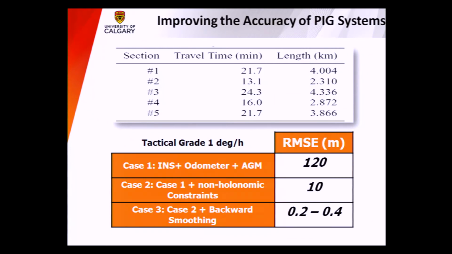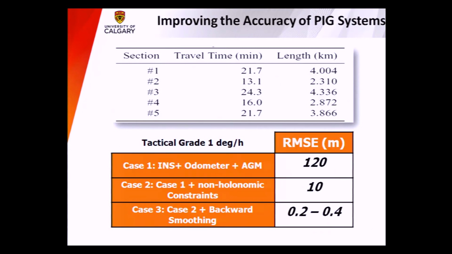For example, this shows 4 sections of a major pipeline. Each section was about, let's say, 4 kilometers to 2 kilometers to 4 kilometers. The second column here shows the travel distance and the travel time that it takes a tool. You can see that for the 4 kilometers, it takes a tool about 21 minutes. The bottom table shows you accuracy from the inertial, odometer, and AGMs, and this was a low-cost IMU. It's about 120 meter error.